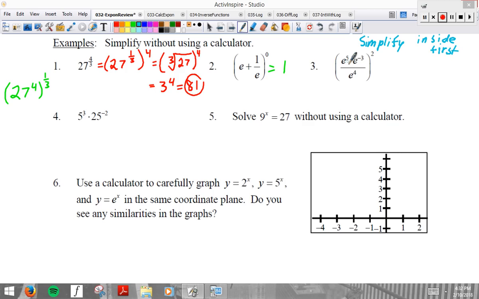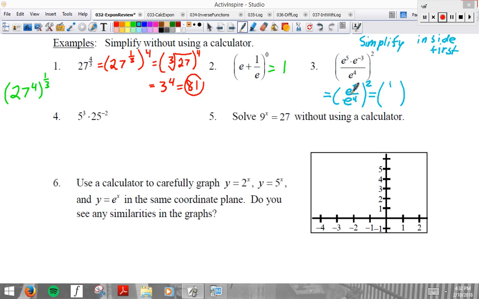So what does that mean? We'll combine the top, e squared over e to the 4th. Same base and they're dividing. The way I would teach this to my Math 1 students is we have the same base, they're dividing, so we're going to subtract the powers.